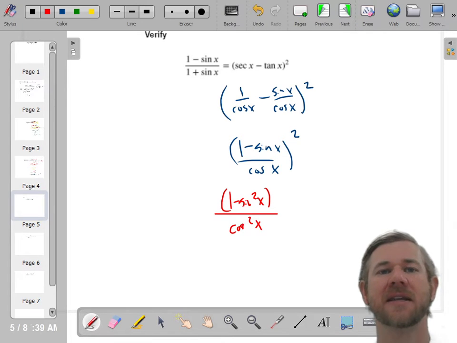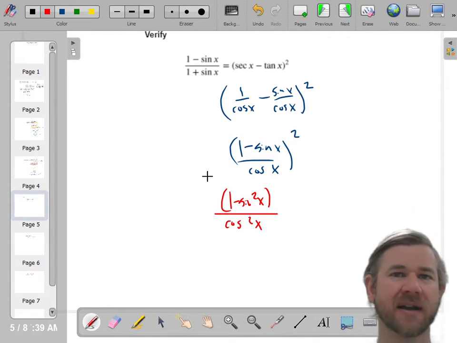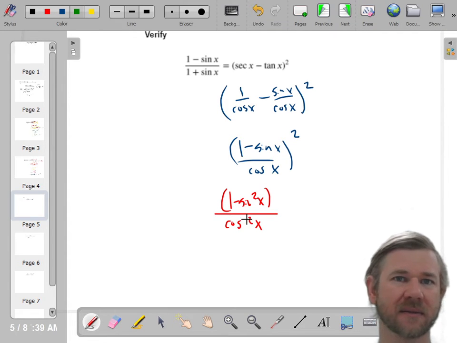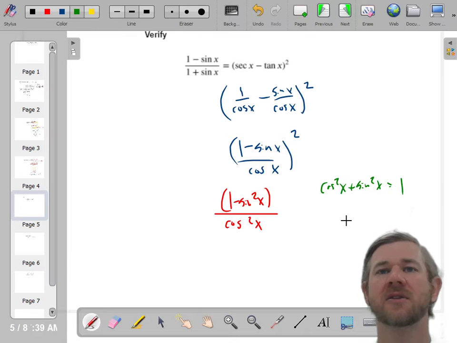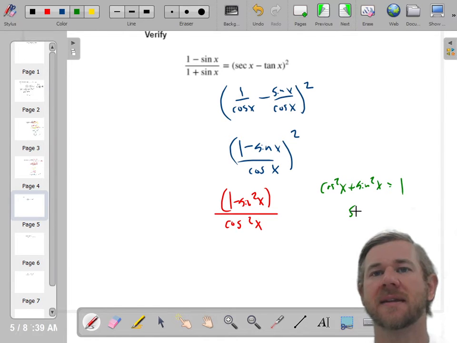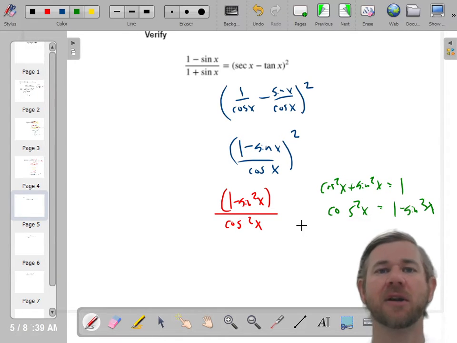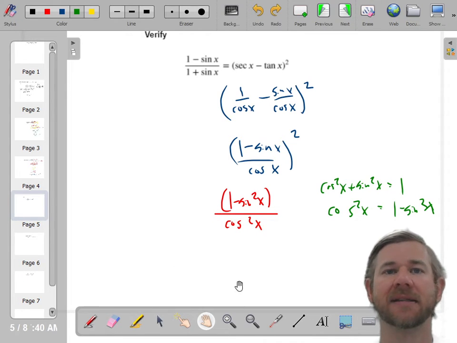Now, the reason I'm doing that is because this looks an awful lot like an identity. This cosine squared x. If you remember, cosine squared x plus sine squared x gives you 1. So if I see cosine squared x, that would be 1 minus sine squared x. So now I'm going to do a substitution, but I'm kind of going the other way. I'm taking this, and I'm going to write it as 1 minus sine squared x.